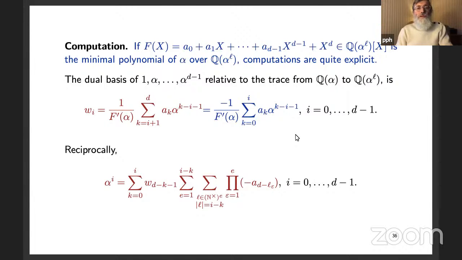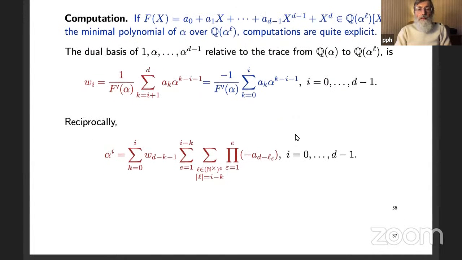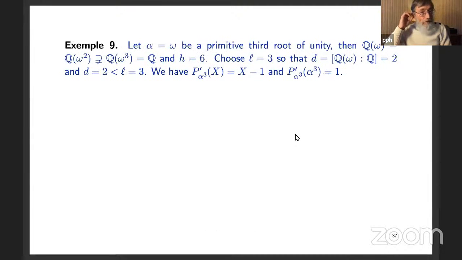So we take the basis 1, alpha, ..., alpha^(d-1), and the dual of this basis is given by this formula. wi is equal to 1 over f prime of alpha, sum for k equals i plus 1 to d of ak alpha^(k-i-1). And the second number is just because of the equation f of alpha equals 0. And reciprocally, if we have w, we can find the power of alpha. So now to conclude, I will show you two examples.